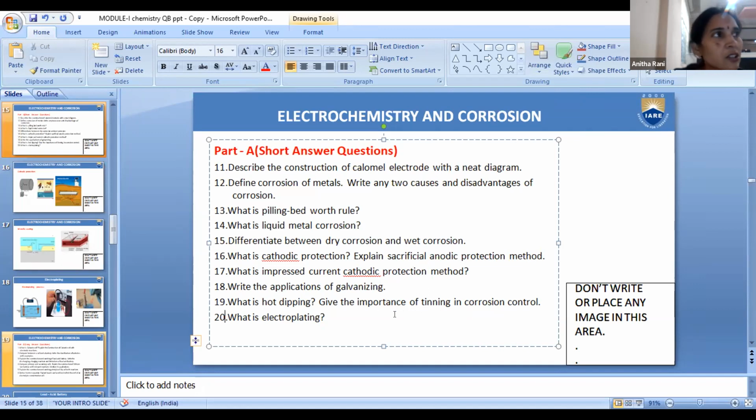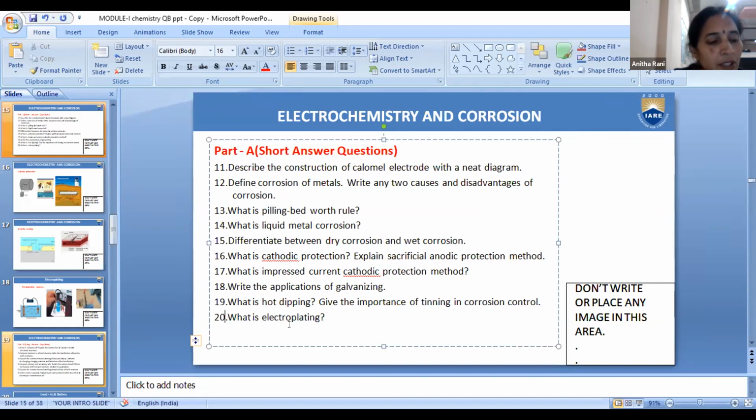Tin is non-toxic. Very good application is there. Tell me. We are using it for storing food. Very good. We are taking it for storing food and packing food. So that is the importance of tinning, because tin is non-toxic in nature.